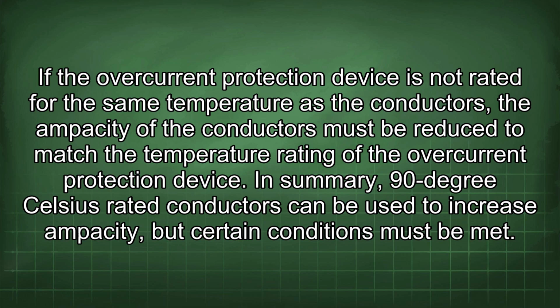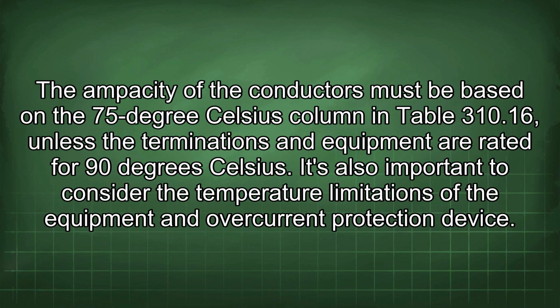In summary, 90 degrees Celsius rated conductors can be used to increase ampacity, but certain conditions must be met. The ampacity of the conductors must be based on the 75 degrees Celsius column in Table 310.16, unless the terminations and equipment are rated for 90 degrees Celsius. It's also important to consider the temperature limitations of the equipment and overcurrent protection device.